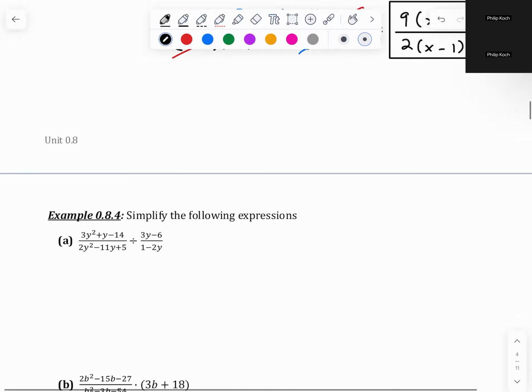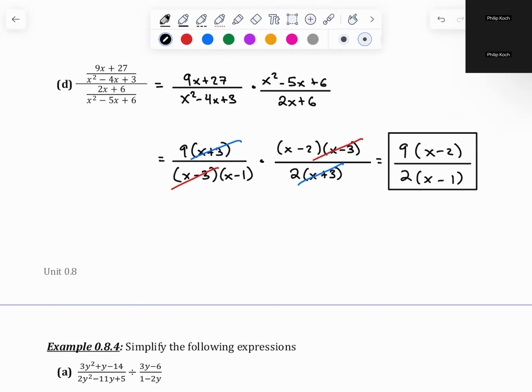You could multiply, like distribute the 9. Oh, we could do that. Absolutely. That's what I got. Or you could write it as 9x minus 18 over 2x minus 2. Either way is sufficient to me.